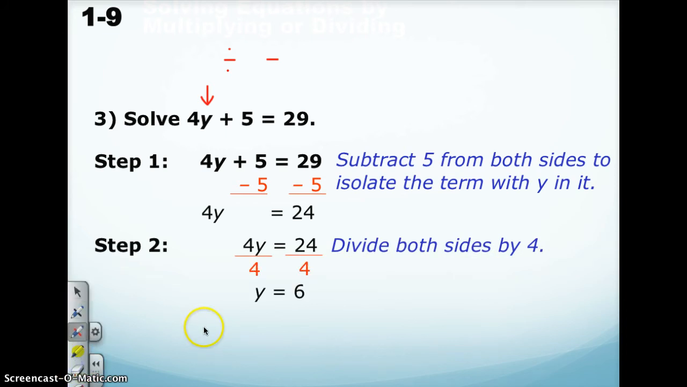Lastly, check your answer. 4 times 6 plus 5 needs to equal 29. 4 times 6 is 24. 24 plus 5 is 29. We have a match. We are perfect so far.